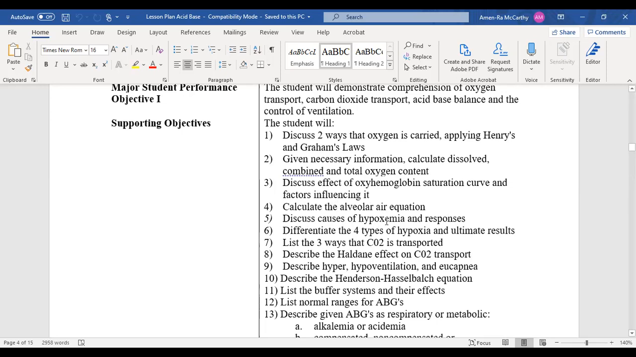Discuss causes of hypoxemia and responses. Hypoxemia is a lack of oxygen in arterial blood. There's two different terms. Hypoxemia is the lack of oxygen in the blood. Hypoxia is lack of oxygen in the tissues. Okay.